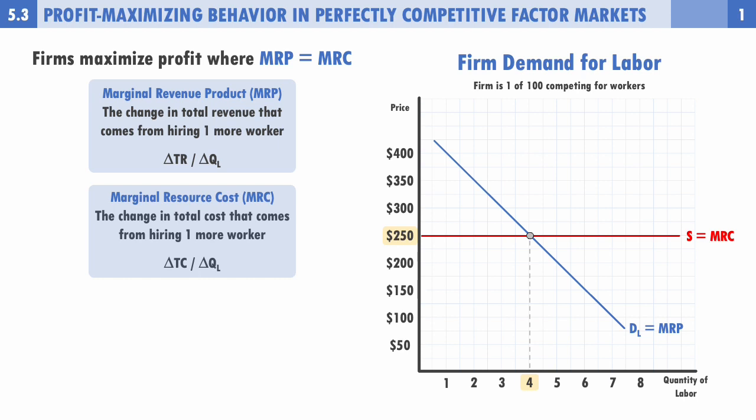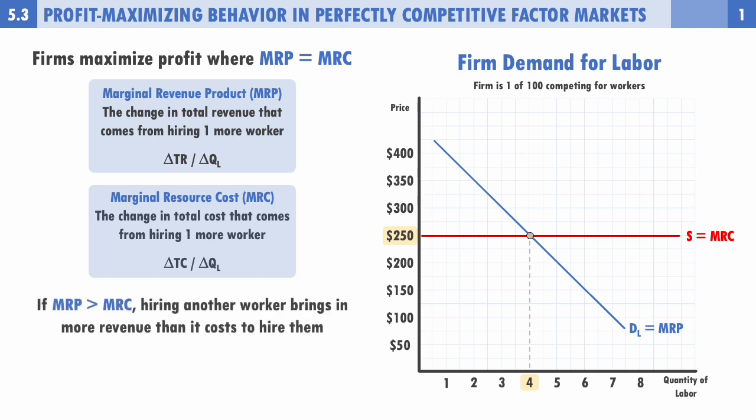So when we found regular old marginal revenue, it was the change in our total revenue divided by the change in the quantity of the product. But this is the change in the quantity of the labor, since labor is a resource and these are resource markets or factor markets. Same thing with the resource cost. Regular old marginal cost was the change in total cost divided by the change in the quantity of the product. But once again, since this is talking about resource or factor markets, it's the change in the quantity of the resource. So that's the big difference here, but they'll still maximize their profit where MRP equals MRC.